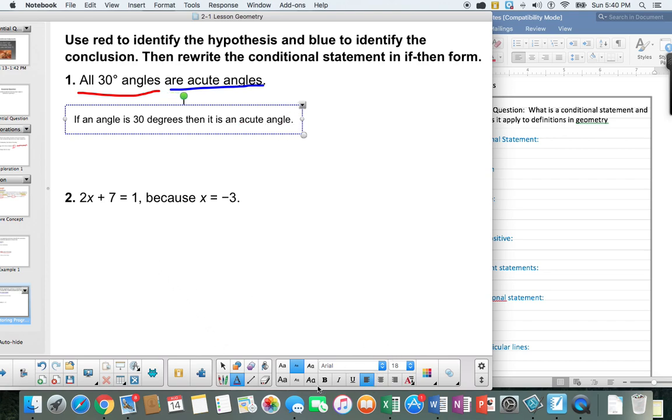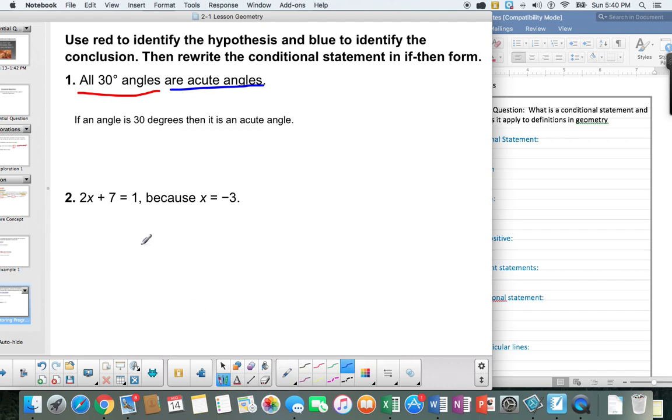All right, next one. The beginning of the sentence is this. Oh, that should be in red. Let me undo that. So the hypothesis is this, and then the conclusion is this. So let's go ahead and write that.